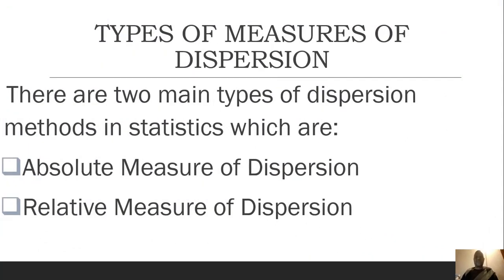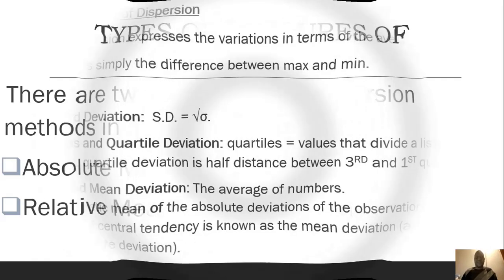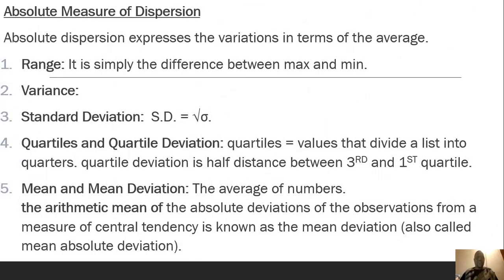So, types of measures of dissipation, we basically have two different types. We have the absolute measures of dissipation and the relative measures of dissipation. In our syllabus DA2 and CA 1.2, we only focus on the absolute measures of dissipation. These absolute measures are measures of dissipation that express the variations in terms of averages, and we have the following types.